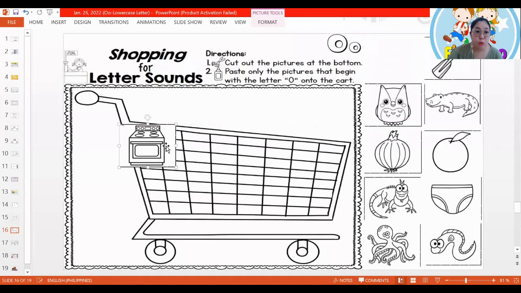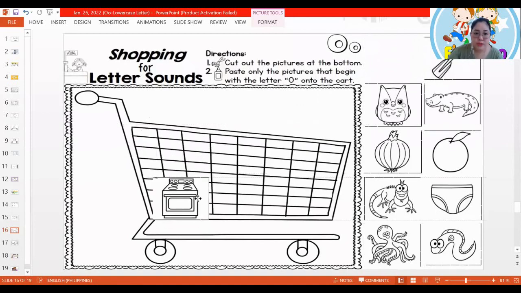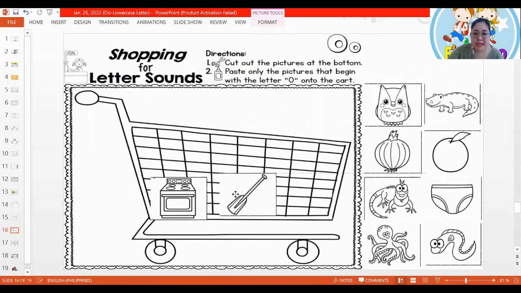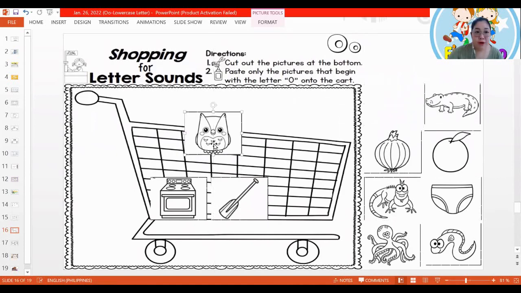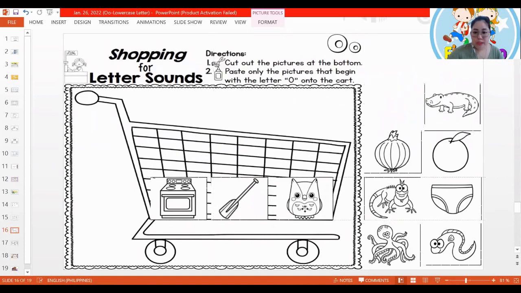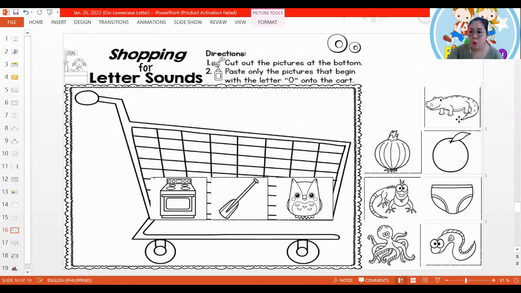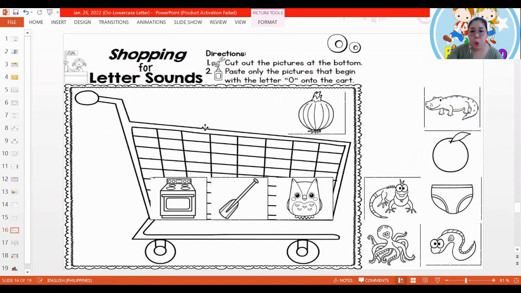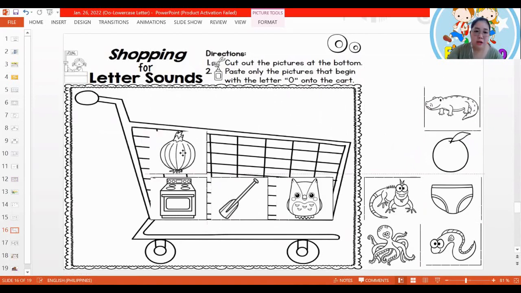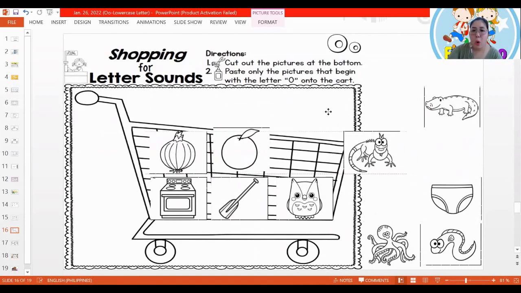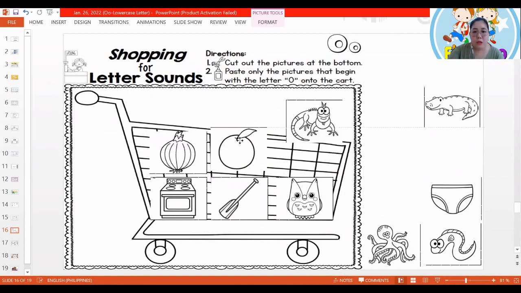O is for oven. Yes, O is for oven. Next one, O is for or. Yes, it goes inside the shopping cart with the oven. O is for owl. Yes, O is for owl. O is for alligator? No. How about O is for onion? Another yes. O is for orange? Yes, it is.